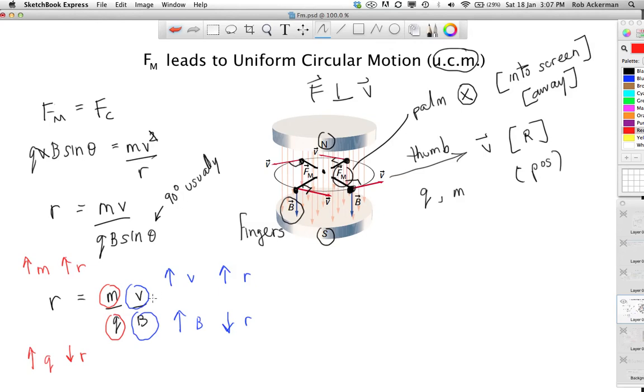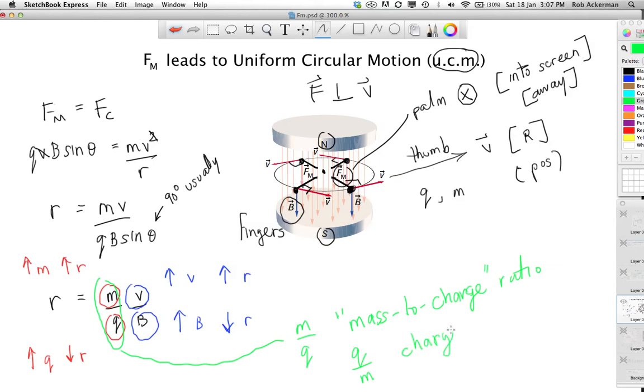So the formula makes sense, and the neat thing is that if you take these two terms, the mass and the charge, we can actually define something that is called a m over q. I guess you would call that a ratio. It would be a mass to charge ratio. Or if you flip that upside down, q over m, you get the charge to mass ratio.